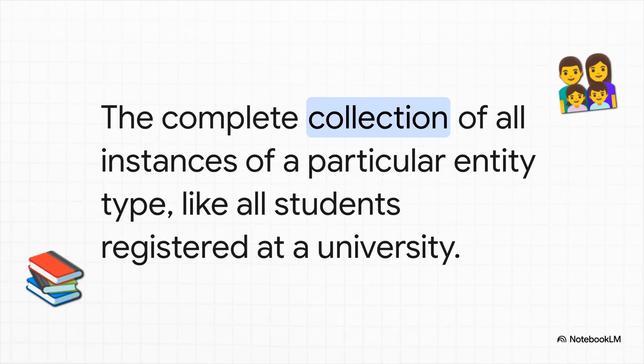And finally, if you take Jane Doe and John Smith and every other single student registered at the university, that entire collection of instances is what we call the entity set. It's the whole group, the actual table of data that our blueprint, the entity type, describes.